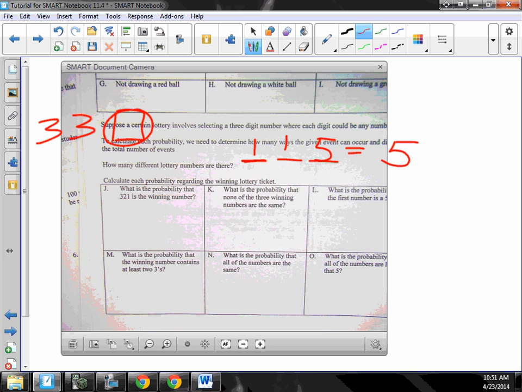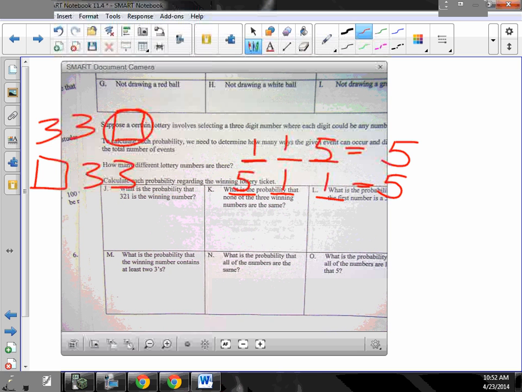But is that the only way to have 2 3s? What are the other ways? What if it's in the last 2 spots? So what if I had blank 3 3? How many options are there for digit 1? 5. How many for digit 2? 1, because it has to be a 3. And digit 3 would also have to be a 1, so I have 5.